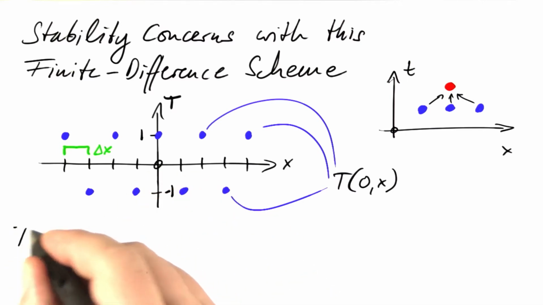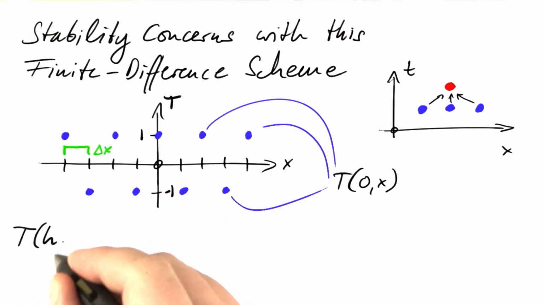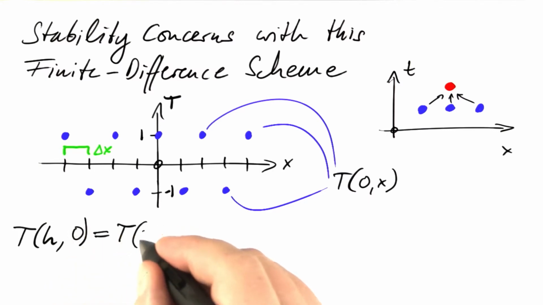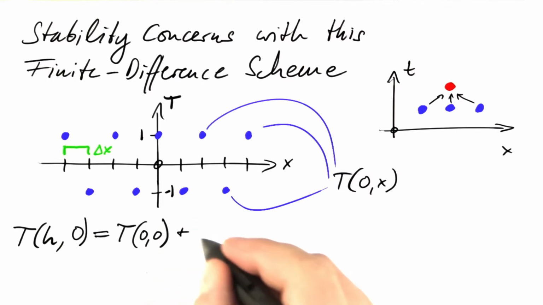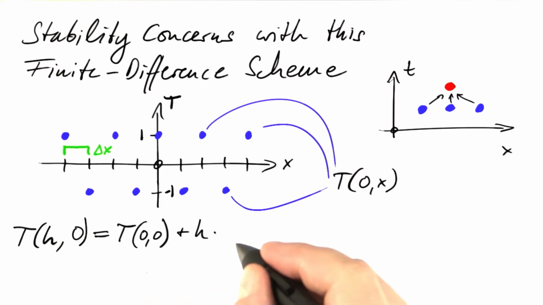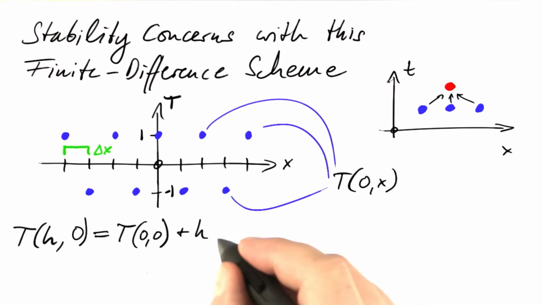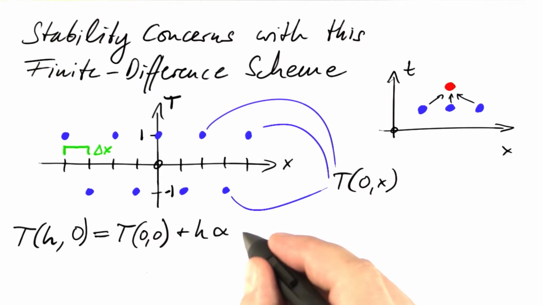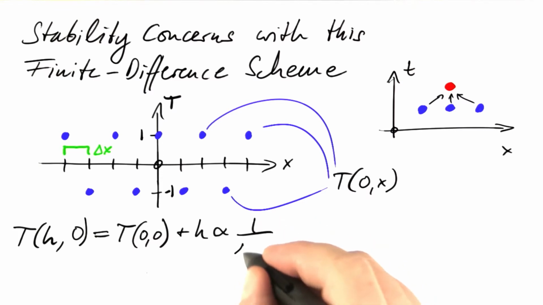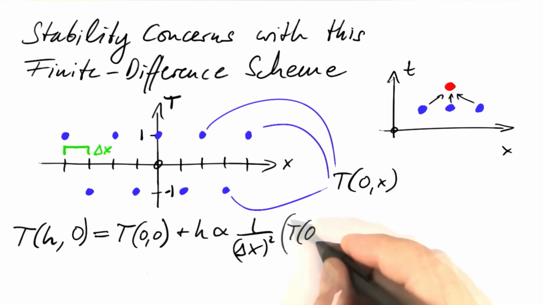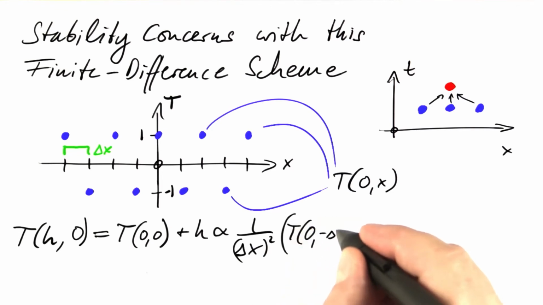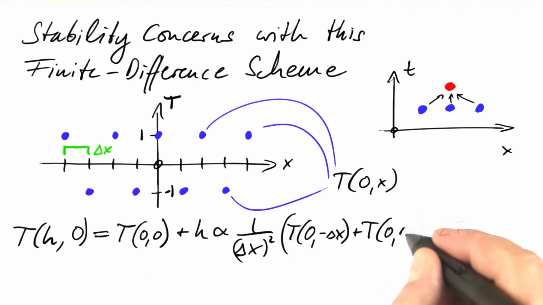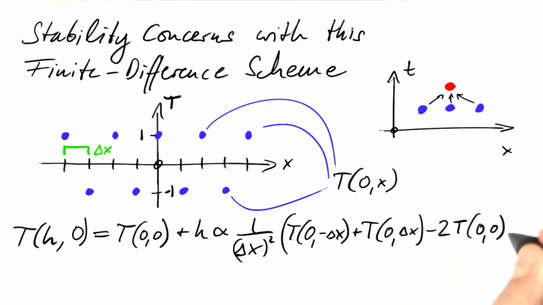The temperature at time h, where h is the step size, and position 0 will be its former value at position 0, plus step size times the rate of change. And the rate of change is thermal diffusivity times the second derivative with respect to x, which we estimate as 1 over delta x squared, times the old temperature to the left, at minus delta x, plus the old temperature to the right, at plus delta x, minus 2 times the old temperature at 0.